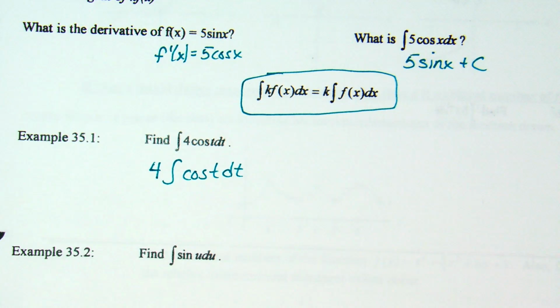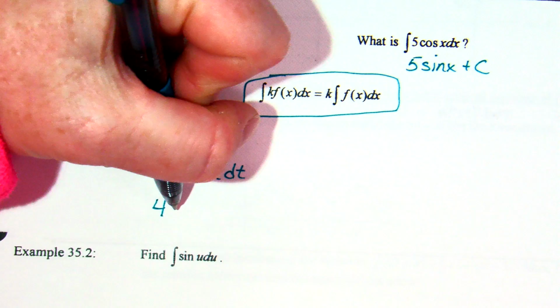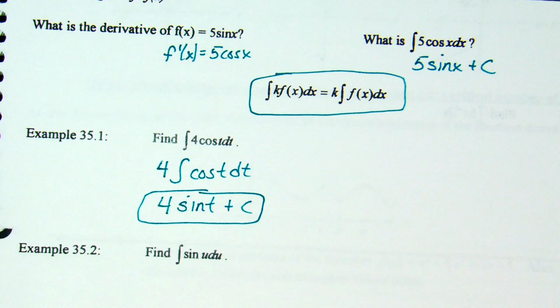So, keeping the 4, what is the integral of cosine? Okay, sine t, and then of course the plus c. Because, how do I get cosine? I take the derivative of sine. Okay.